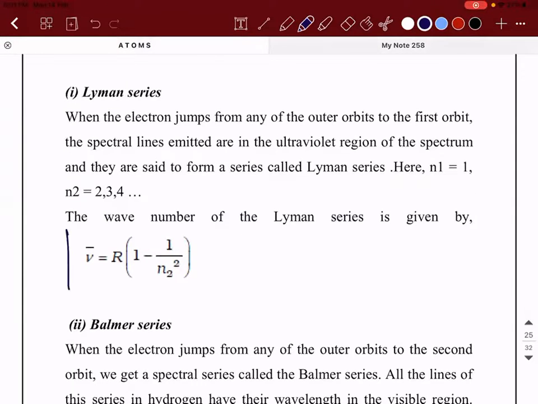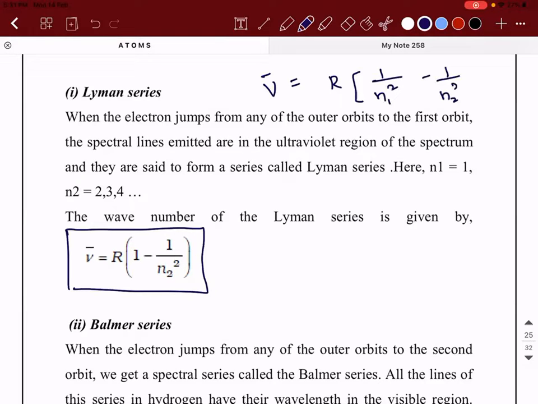Having said that, we know that nu bar. What is nu bar, guys, by the way? What is 1 by lambda called as? Yes, you call it as wave number.